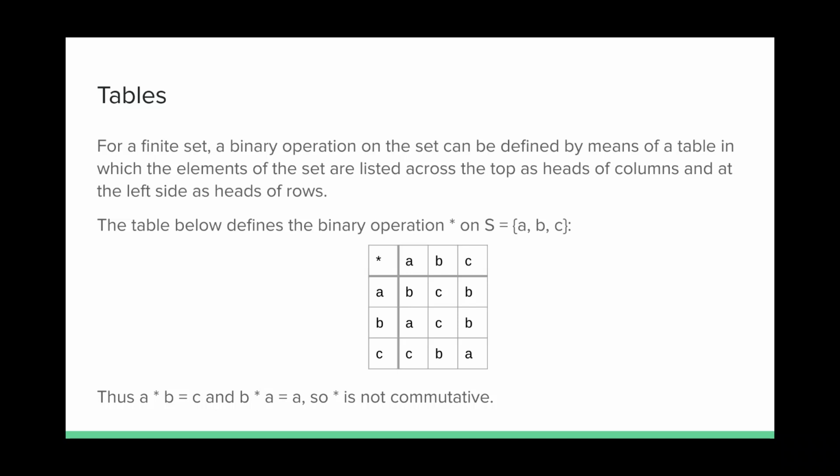However, this table is actually quite useful, because we can see that a star b equals c, but b star a equals a. And so we can see that the binary operation star is not commutative for this particular example. So it's quite a good way of visualizing whether it is commutative, associative, whatever. Quite a good way to do it is using a table.